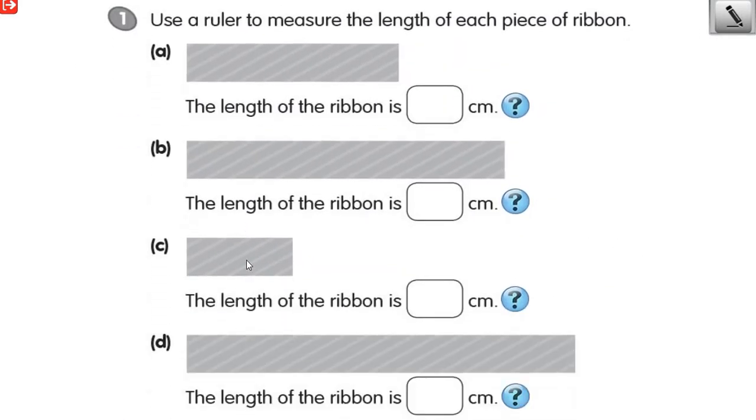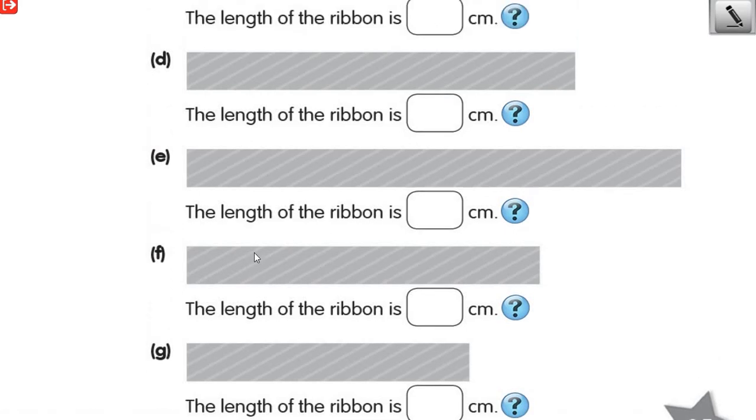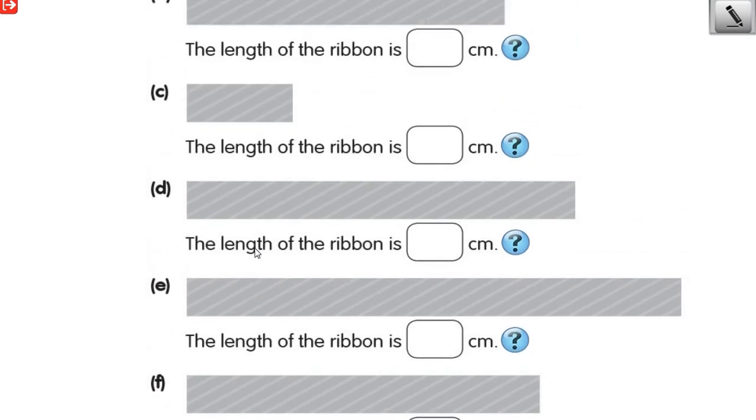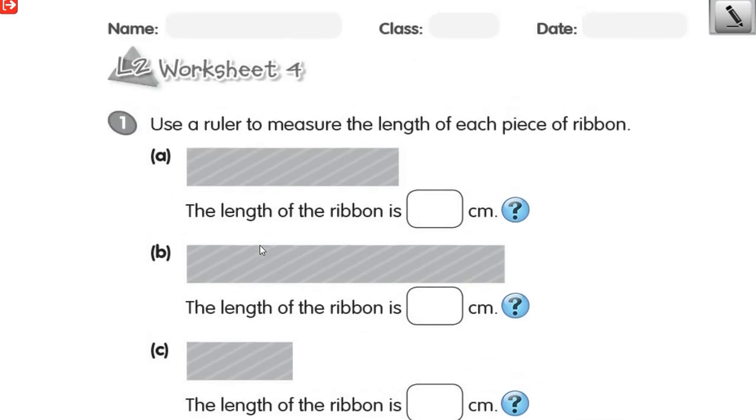Okay, now let's continue to page number 35. Okay, now page number 35. Okay, let me see over here. Use a ruler to measure the length of each piece of ribbon. So take your ruler, put the 0 point or 0 mark over here, and then measure the length of a ribbon. Go ahead and do it.